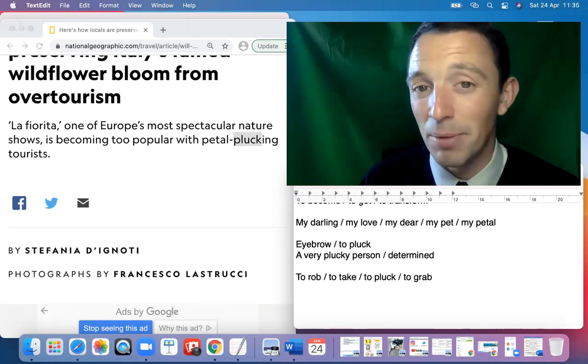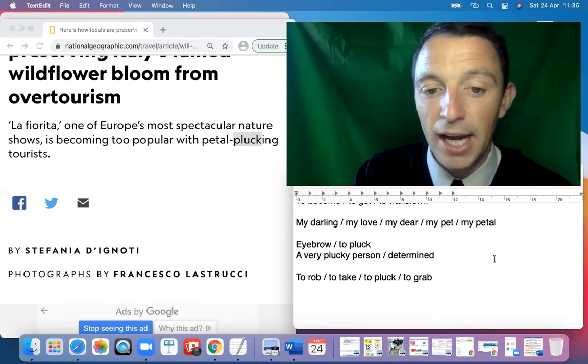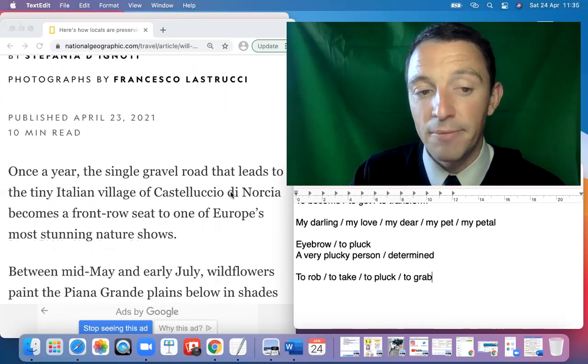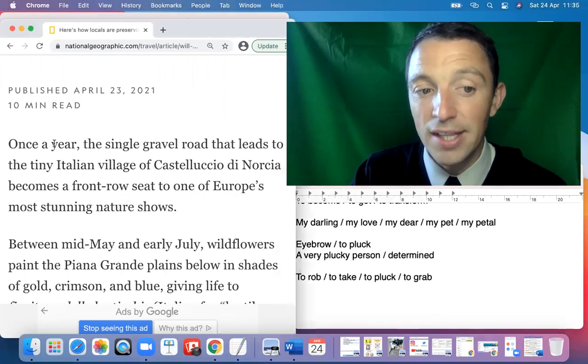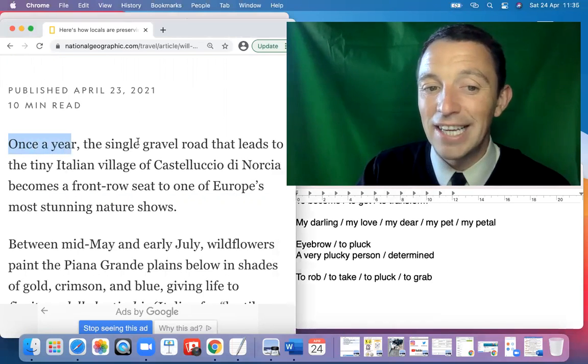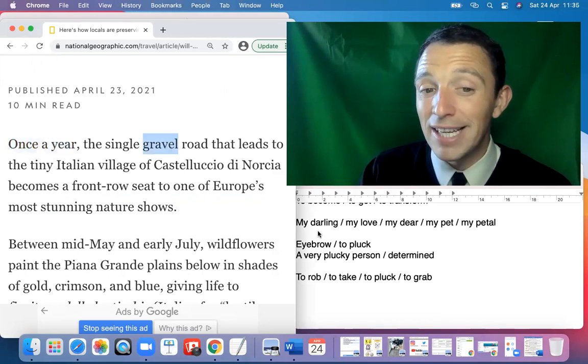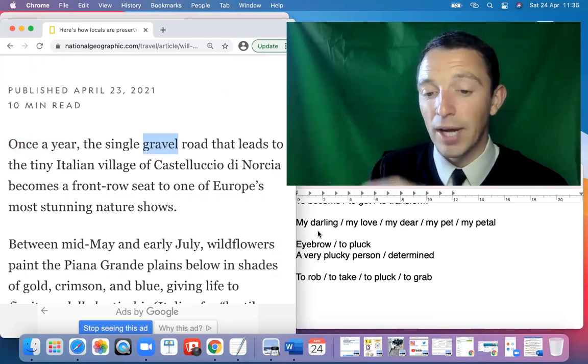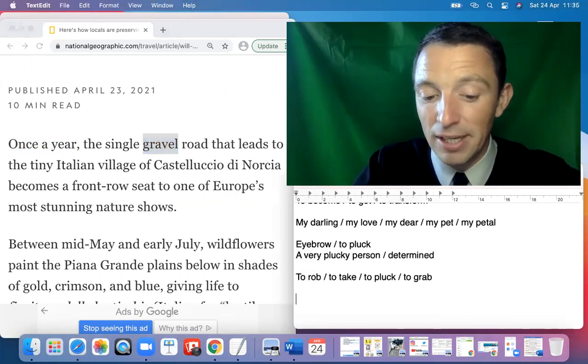So very, very possible synonyms in that situation. Okay, so let's look at the first paragraph. Once a year, it's like one time every year. The single gravel. So gravel is a type of stone. Okay, so gravel is a very, very specific type of stone.